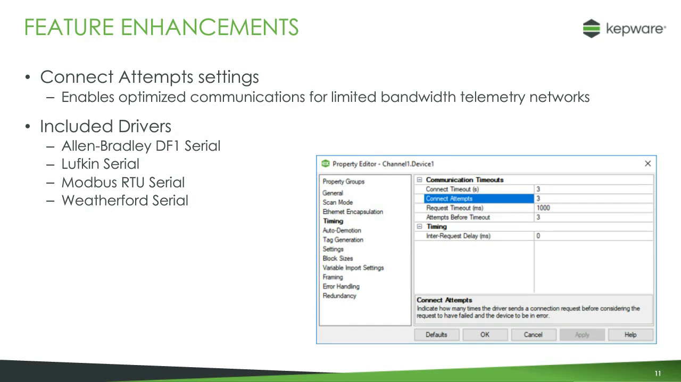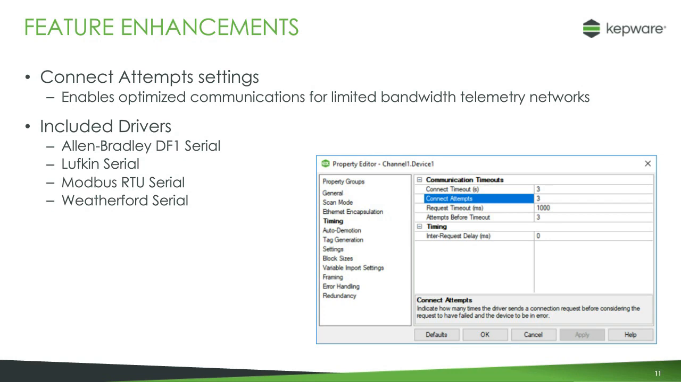And this is going to touch on our drivers for Allen Bradley DF1 serial, our Lufkin serial, our Modbus RTU serial, and our Weatherford serial driver. This is really going to improve the way that those connections occur, ensuring that a device that may be offline for a multitude of reasons is not slowing up the communication of any other device that's out on a particular pad or preventing you from moving on to a different location within your limited bandwidth network.